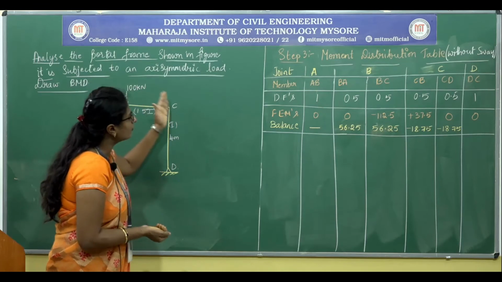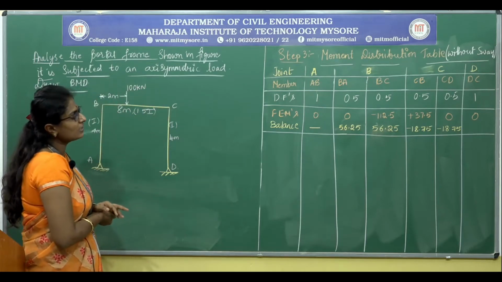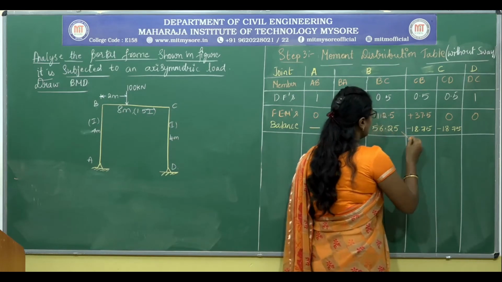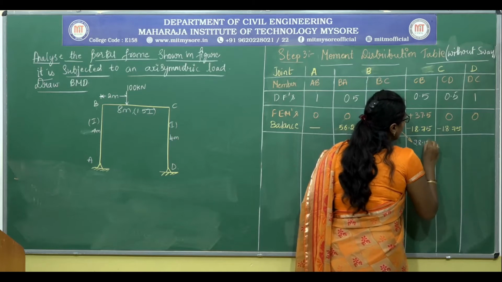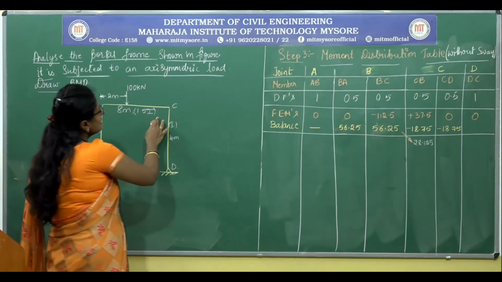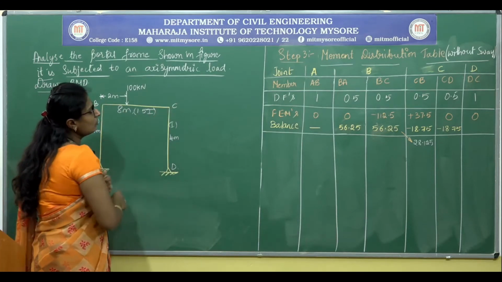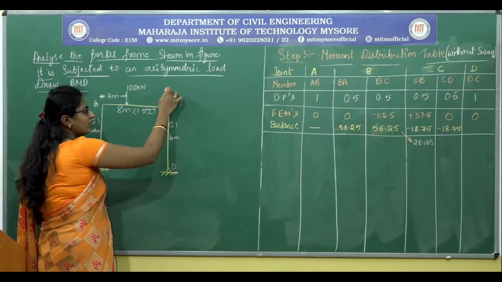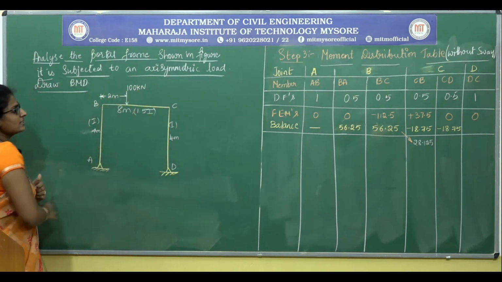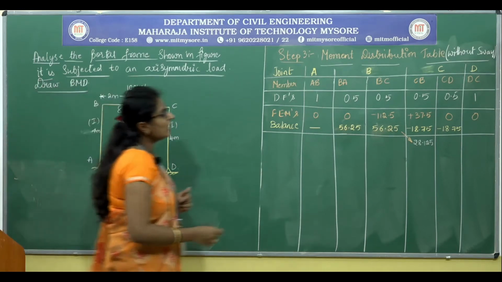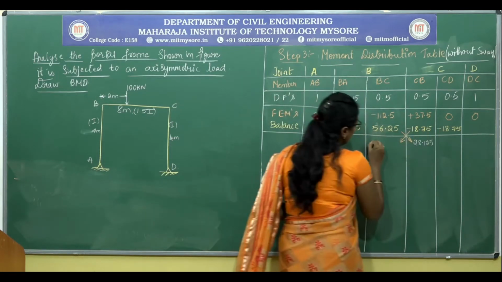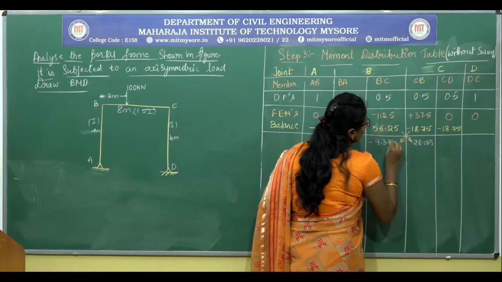Therefore, half of 56.25 can be transferred to the other end CB, that is equal to 28.125. Then again at CB, there is a balancing moment of minus 18.75. So, half of it is to be transferred if the other end is fixed. Therefore, half of 18.75 should be transferred to B, which is minus 9.375.